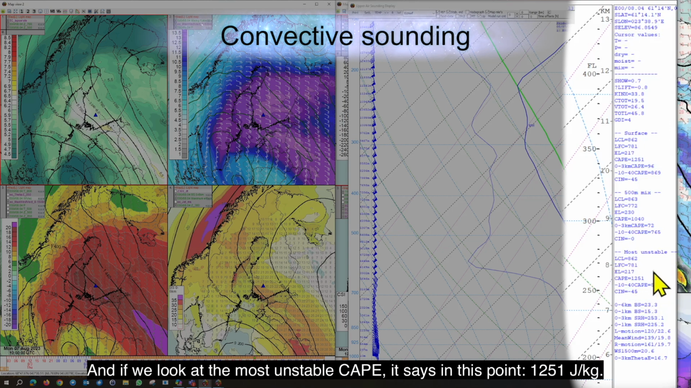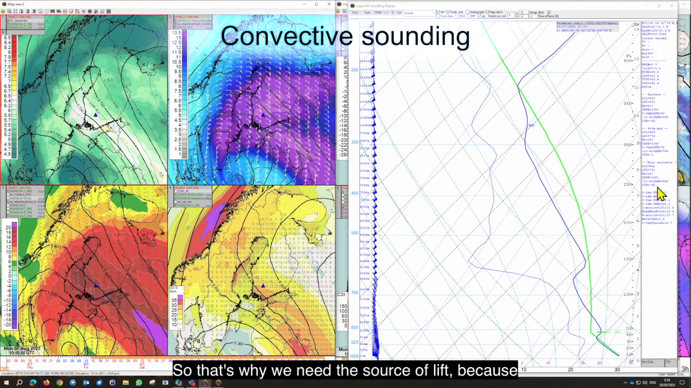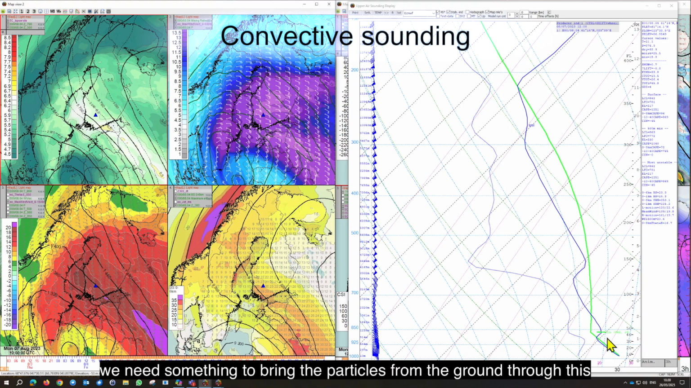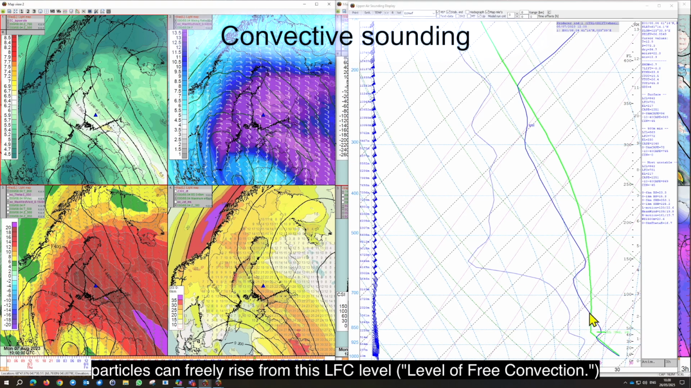And if we look at the most unstable CAPE, it says at this point 1251 joules per kilogram. CIN is also quite large, it's -45 joules per kilogram. So that's why we need the source of lift, because we need something to bring the particles from the ground through this negatively buoyant layer so that the particles can freely rise from this LFC, level of free convection.